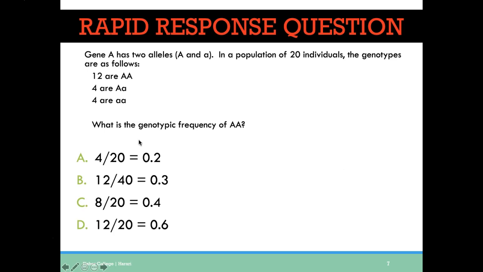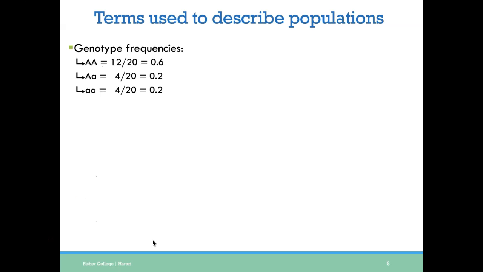So the genotype frequency is saying how many individuals out of 20 have big A, big A. So pause the video now. And we would know that it should be 12 out of 20 have big A, big A. So it should be D, 0.6 is the genotype frequency for big A, big A. Right, so it's pretty simple. And the genotype frequencies should always add up to 1.